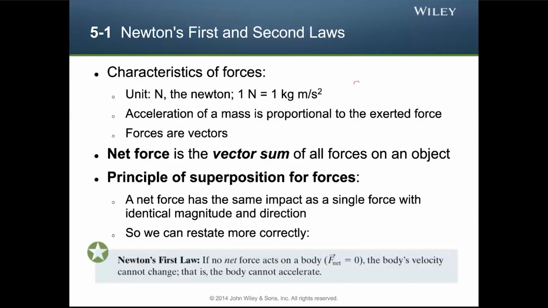So acceleration of a mass is proportional to the exerted force. We still know that, no, I guess this is new for this chapter. Forces are vectors, so they have a magnitude and a direction. And again, this is just stating more of what I said before about Newton's first law.